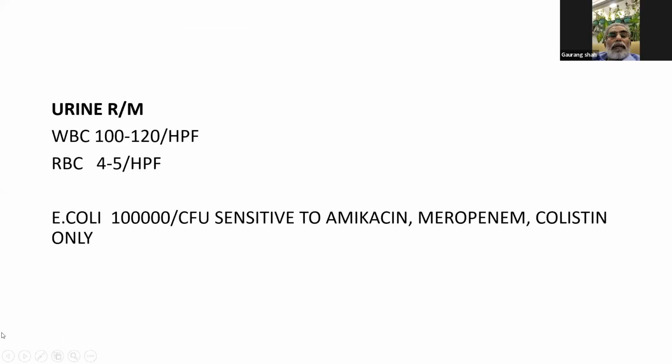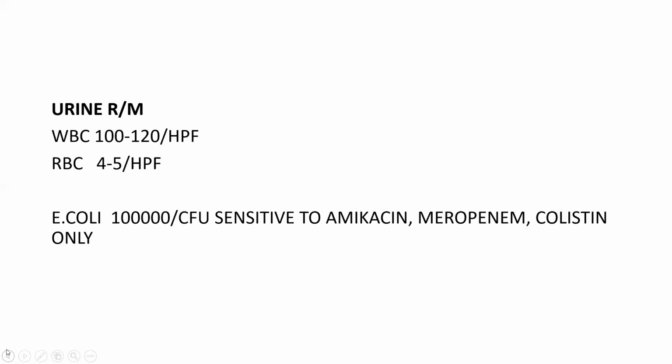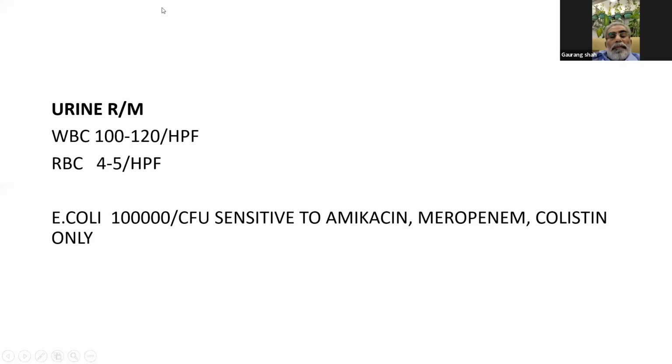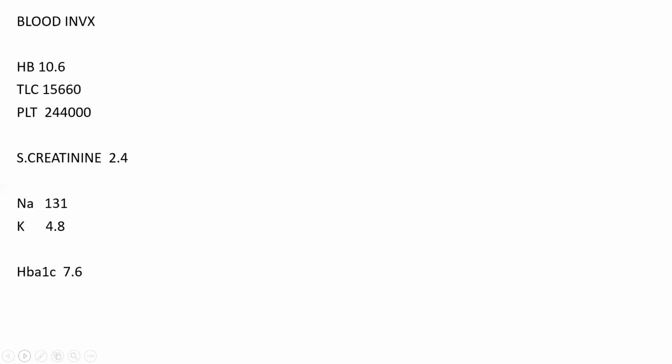The patient was investigated. On urine routine microscopy, the WBCs were 100 to 120 per high power field and RBCs were 4 to 5. There was E. coli in the culture, 10 raised to power 5 colony forming units, sensitive to amikacin, meropenem, and cholesterol. On blood investigation, hemoglobin was 10, TLC was 15,000, creatinine was raised to 2.4, and HbA1c was 7.6.